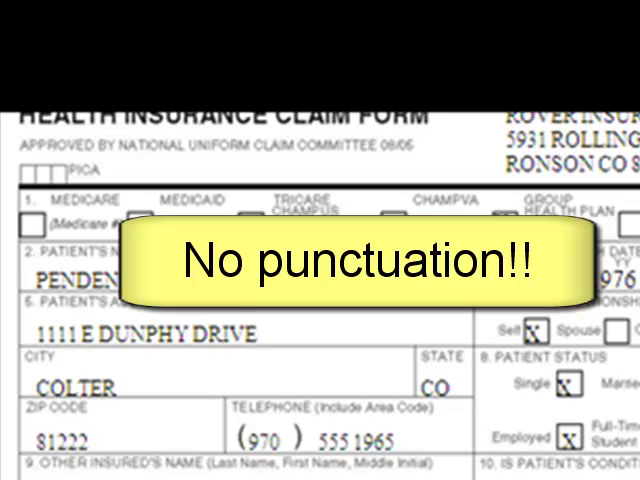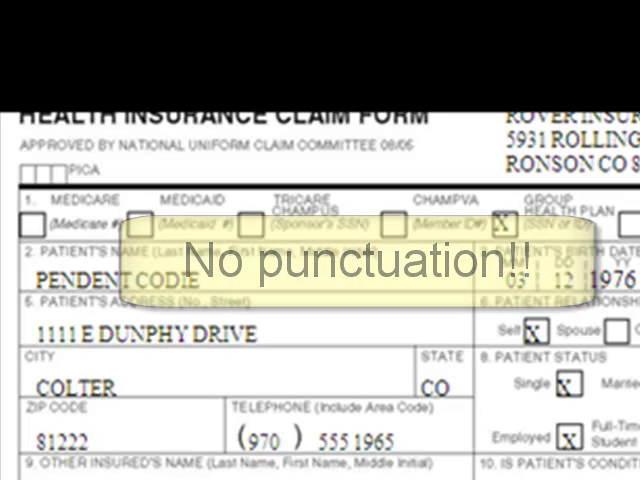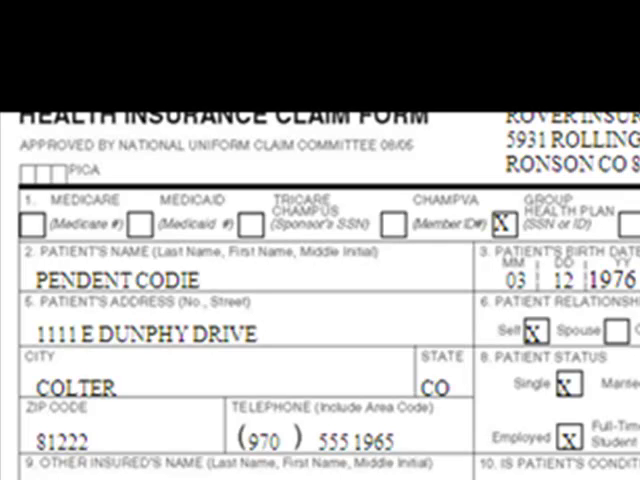The second thing is there is no punctuation. No commas, no periods, no dashes, no slashes in the date. No punctuation. There are only two exceptions to the no punctuation rule. The first is in the zip code. When you include the 4-digit extension after the zip code, you may indicate this by a dash after the 5th digit in the zip code. The second exception is in a hyphenated name. If you have a hyphenated name, you may leave the hyphen in to indicate that. Otherwise, there is no punctuation on the form.